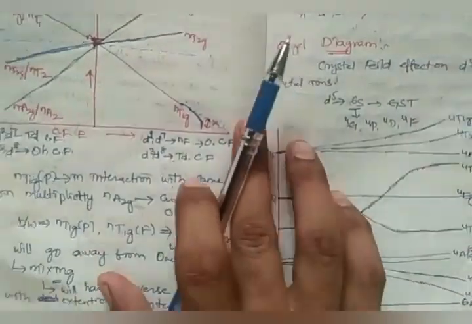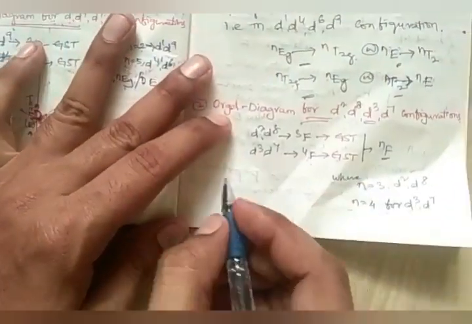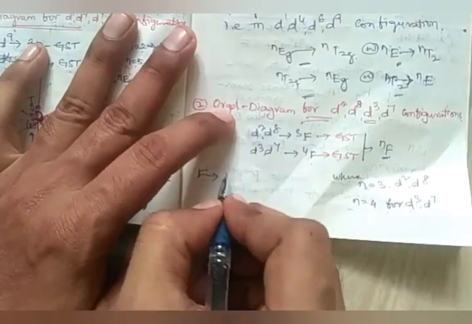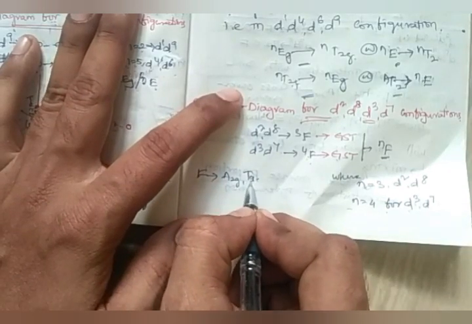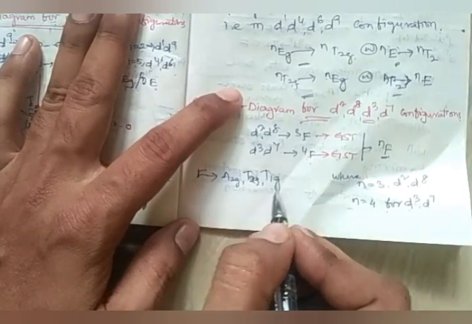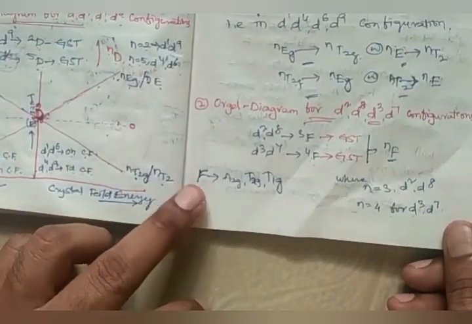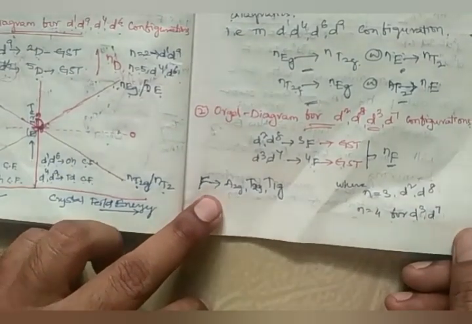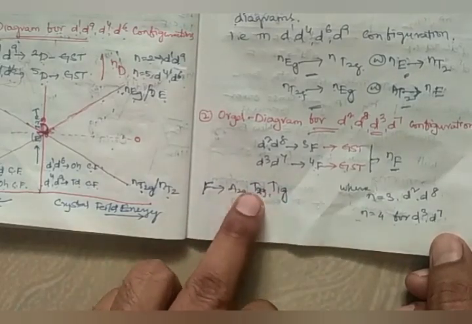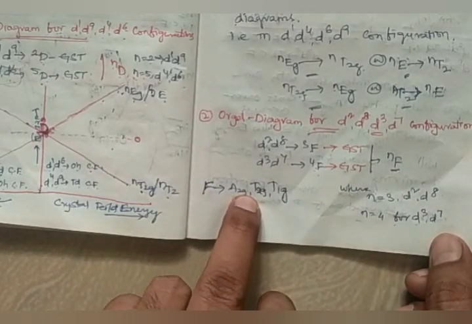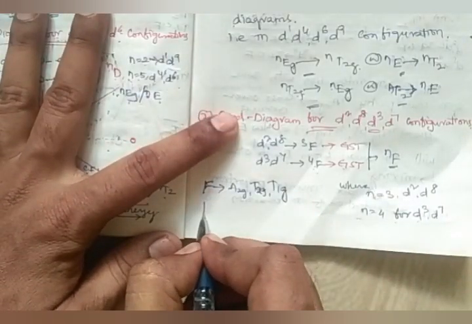So here, for the F term, we know that the F term will have A2g, T2g and T1g. And when we write the crystal field effect on the F term, the newly generated energy states of the F term interact with the next level of term. The next level of term here is the P term.